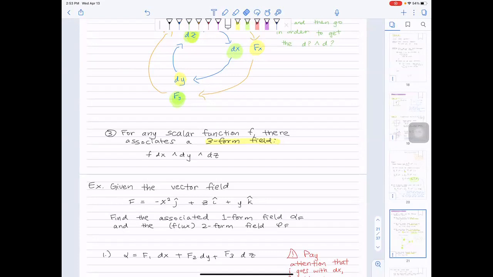So if you're given this function, then your three form would be 2x plus 3z ln 4x. So it would only apply to the three terms, right?